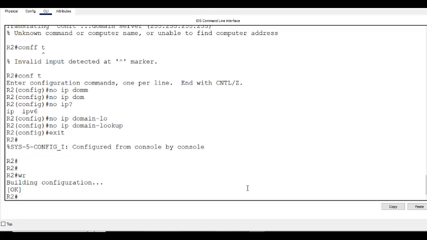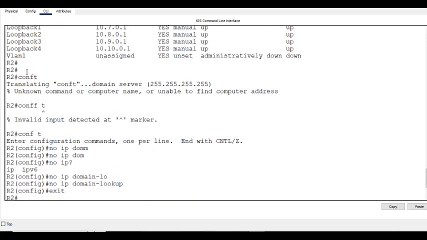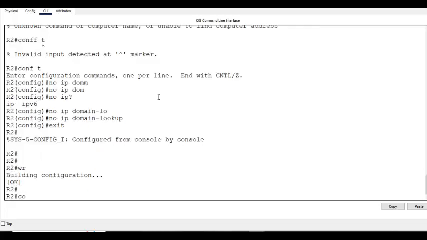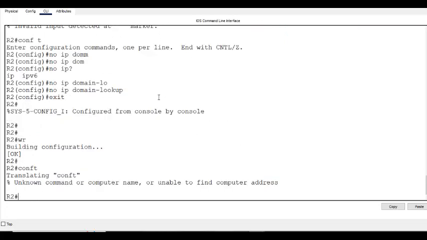See, now I'm going to make the same mistake. What is the mistake I was doing? CONFT together. No space between CONF and T. You see, this time it did not search. Because I said no. No means what? Do not look up. Do not search the domains for the command.